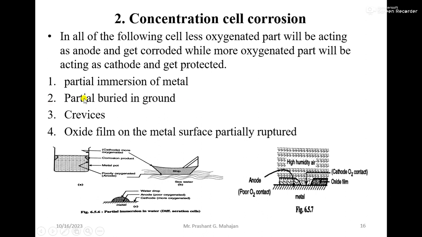Next is crevice. Crevice means cracks are present, and if water droplets are coming there, the part which is below the water droplet will be acting as anode, and the part outside the water droplet will be acting as cathode. Next is oxide film formed on the metal surface partially ruptured. It is the same. The part which is below the water will be acting as less oxygenated or poorly oxygenated part, and that will be acting as anode, and the part which is outside the water droplet will be acting as cathode, that is more oxygenated part.